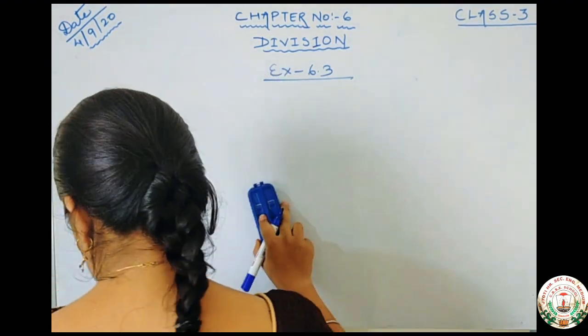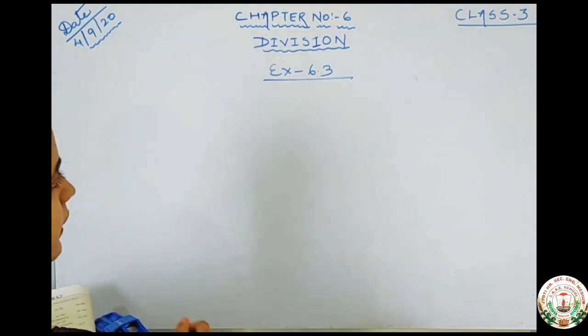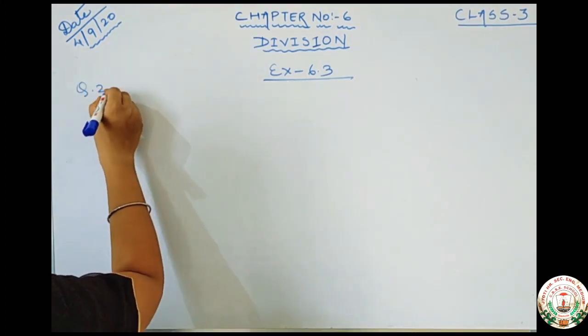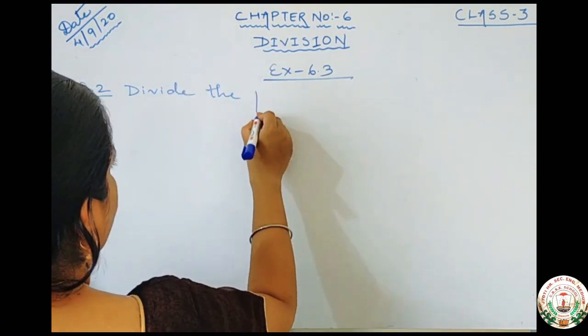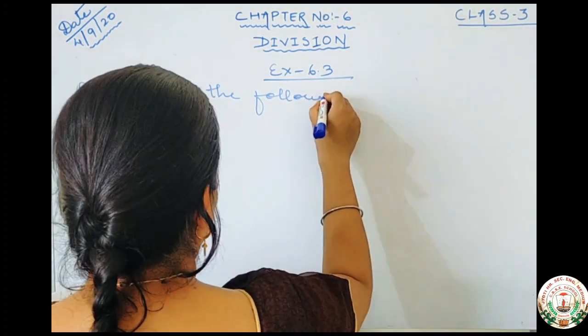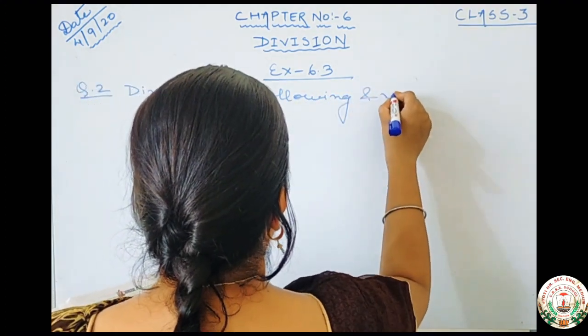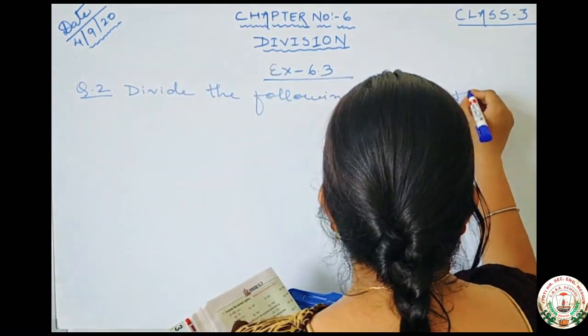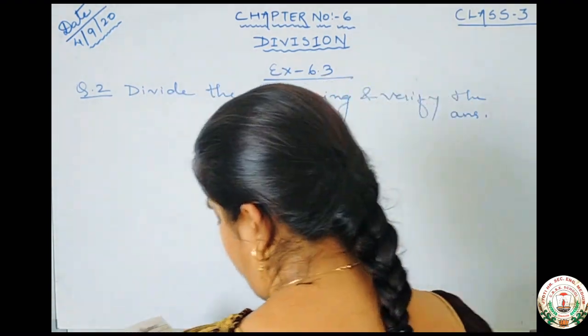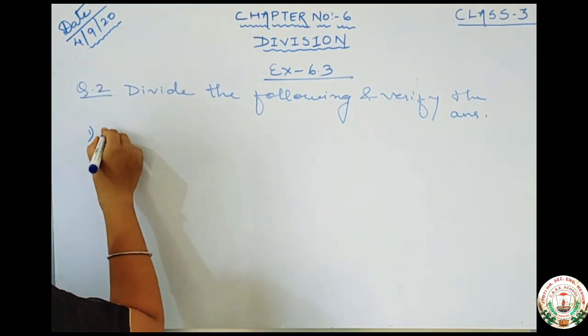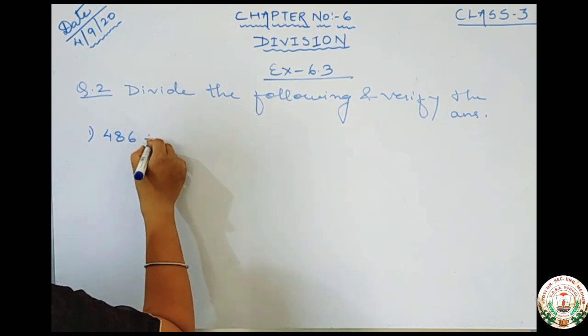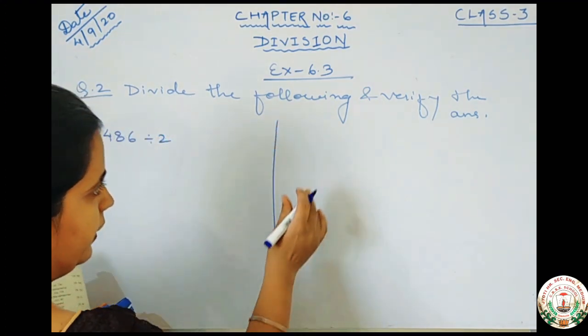Question number 2. Divide the following and verify the answer. You have to divide and verify. Okay. So first one is 486 divided with 2. Our first question is 486 divided with 2. First we will divide and then we will verify.